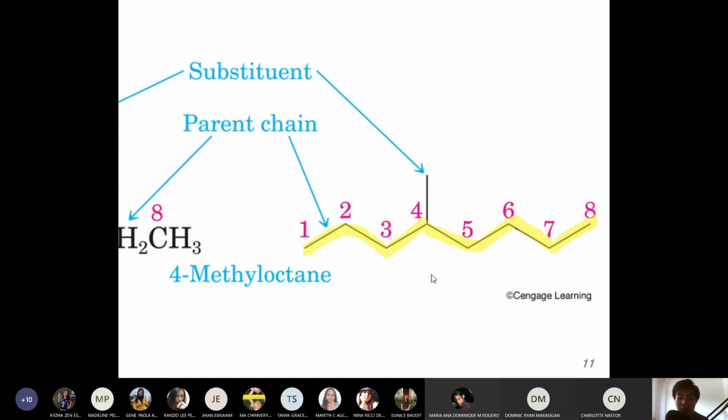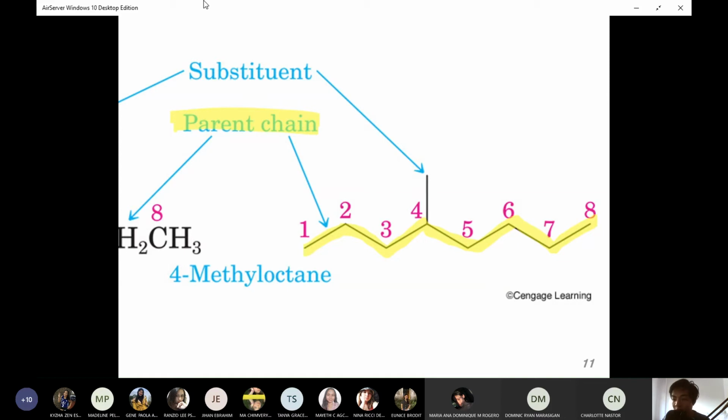And your longest chain will be your parent chain. The parent chain is the longest carbon chain that you can create. Yun yung pinakamahabang chain ng carbon na kaya gawin. Okay? Then, kung mapapansin nyo, sa iyong parent chain, may mga nakatusok. Minsan meron, minsan wala. Pero kunwari may nakatusok, ang pangalan nun ay substituent. So what are the substituents? They are the carbon groups attached to your parent chain.